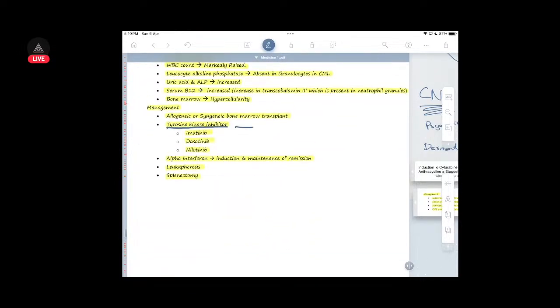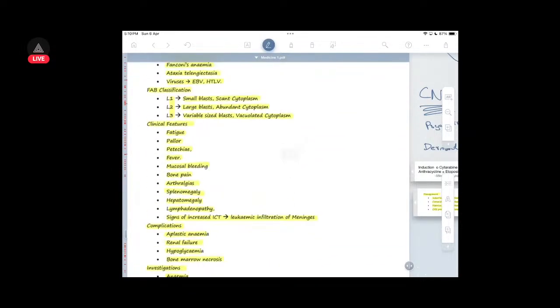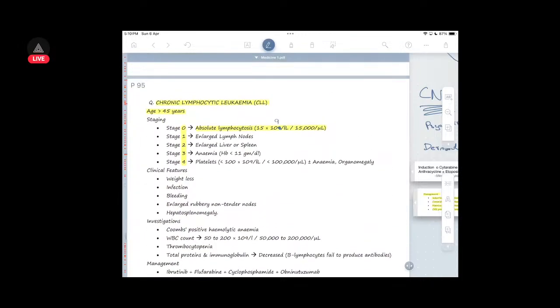This is for my OCD's sake. Okay. Good. Okay. Absolute will be, of course, of absolute lymphocytosis. Then you have enlarged lymph nodes, you have enlarged spleen or liver, you have anemia less than 11 gram per deciliter, and you have platelets with or without organomegaly.